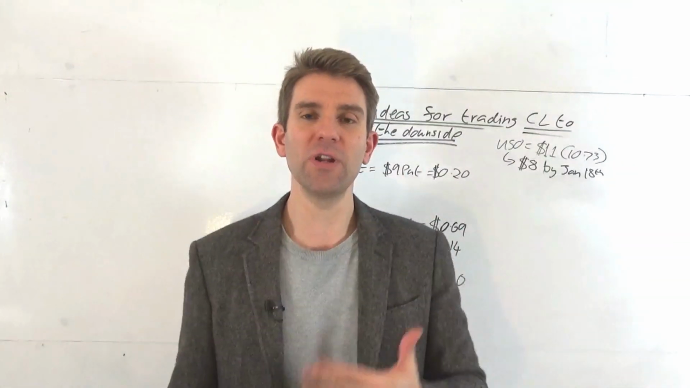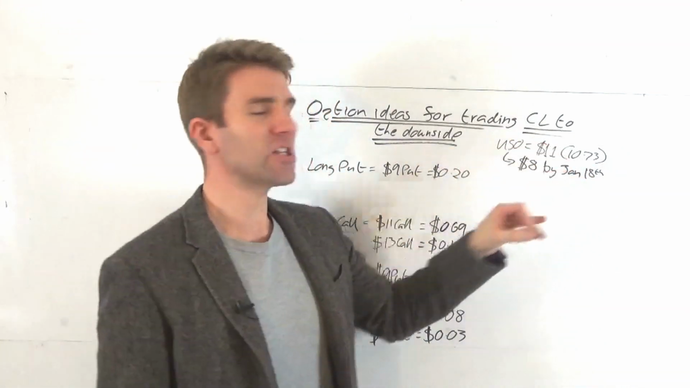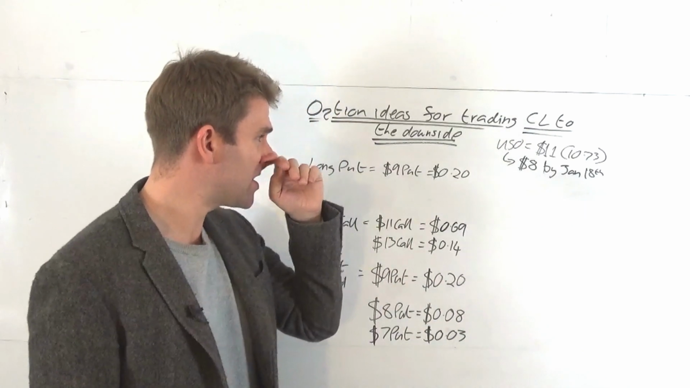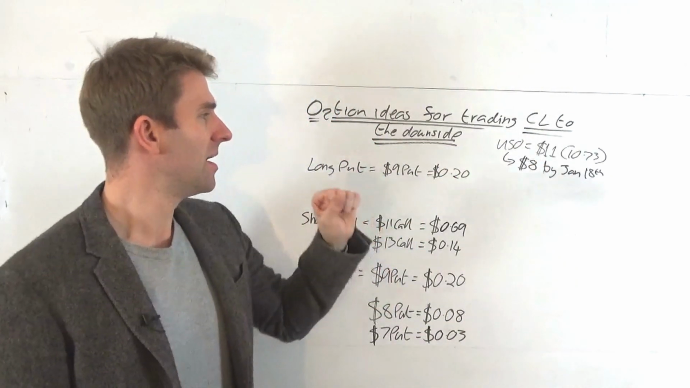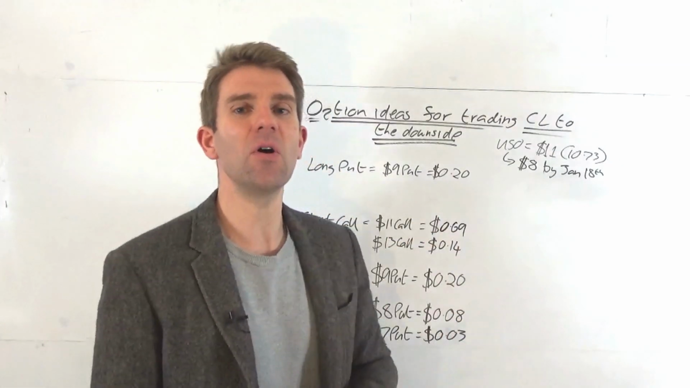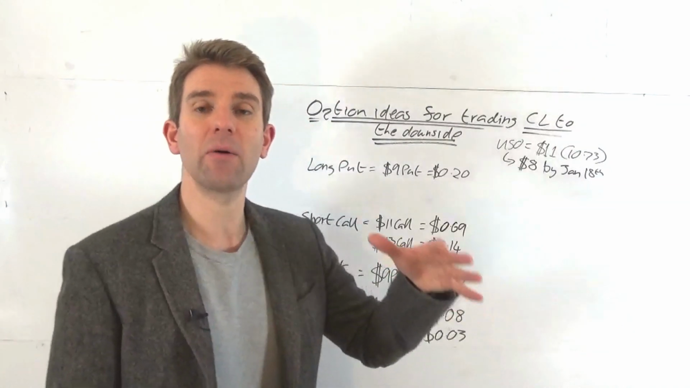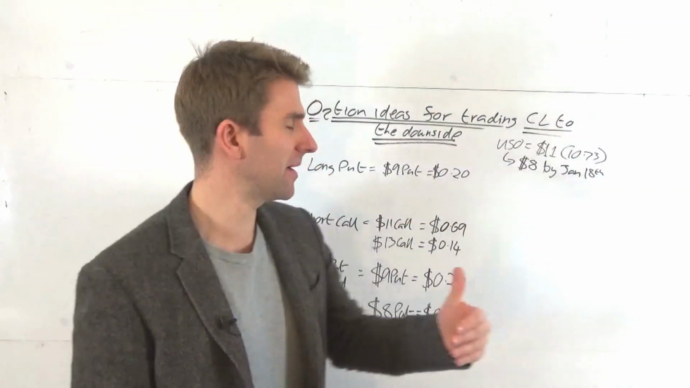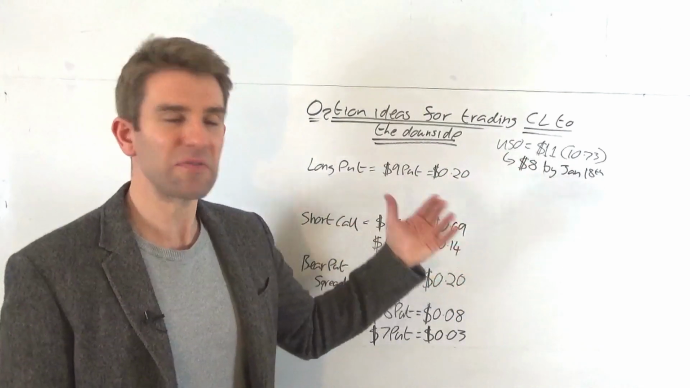A put option is the right but not the obligation to sell USO at a specific price at a specific time in the future. So if we think that the price is going to hit $8 by January, but we don't know if it's going to go quite to 8, I'm going to pick a $9 put because I want to get a little bit of room. We might pick an $8 put, but $9 gives us a little bit of room.